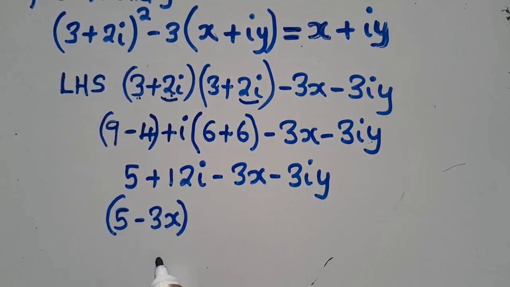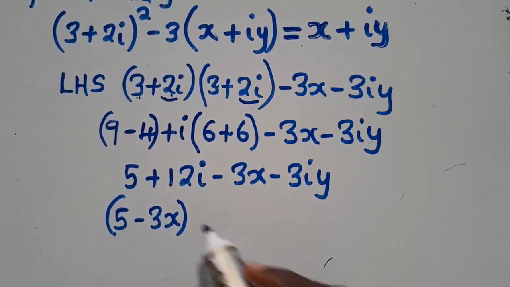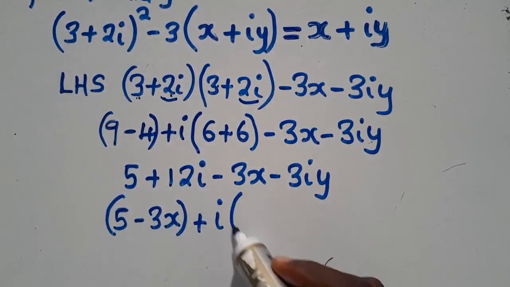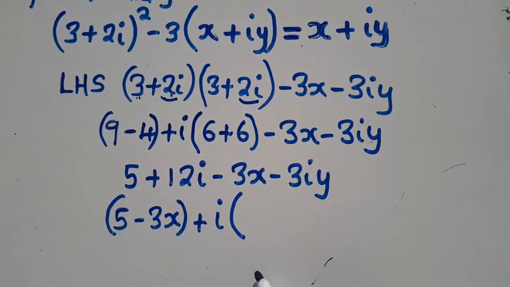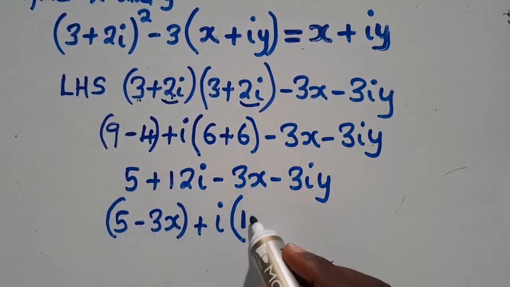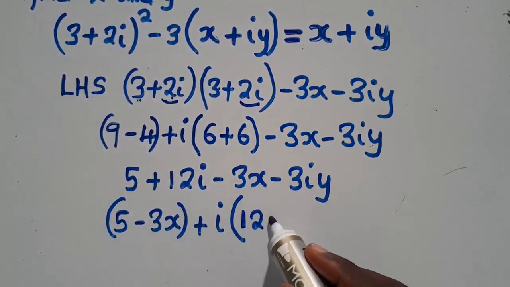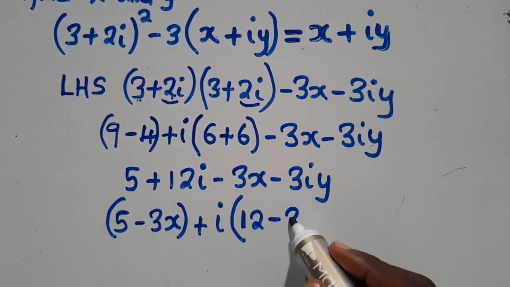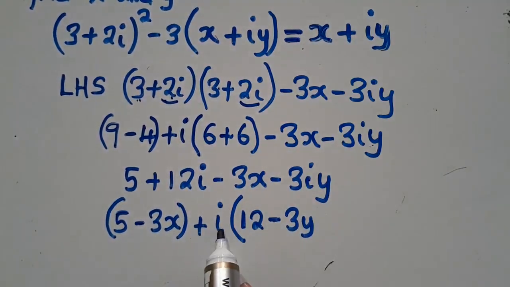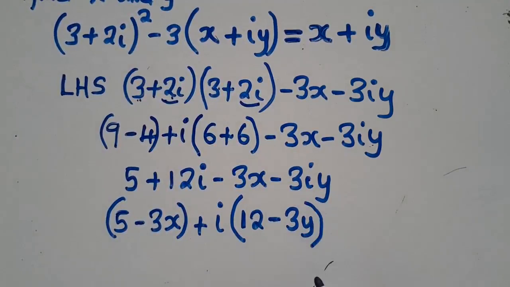This is the real part. Then I say plus what? Plus i, I get the imaginary part. What is the imaginary part? My imaginary part is this one. I've got a 12 there, then 12 minus 3y. So I have factored out i outside there. I do this. Have you seen? So I've got the real part and the imaginary part.